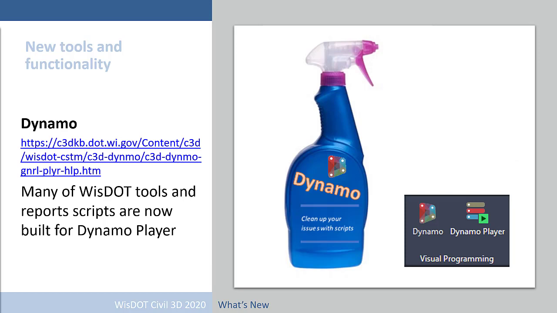That brings us to Dynamo. Dynamo, in simple terms, is a scripting application. These scripts can be accessed using the Dynamo Player. Many of WisDOT tools and report scripts are now being built for Dynamo Player, with most of the existing reports and many of the existing macros slated for conversion to Dynamo, as well as new productivity tools and reports being considered or developed.